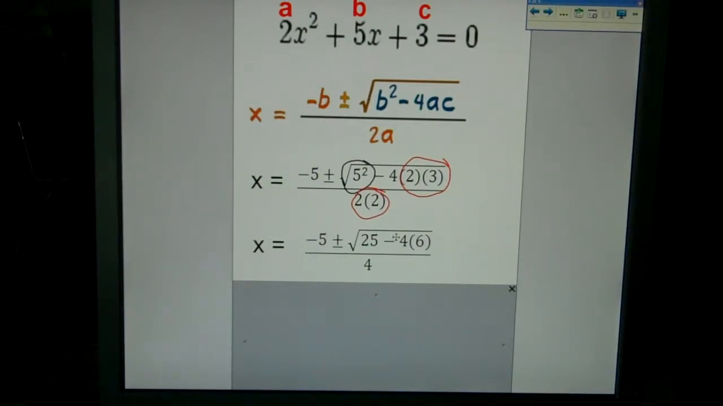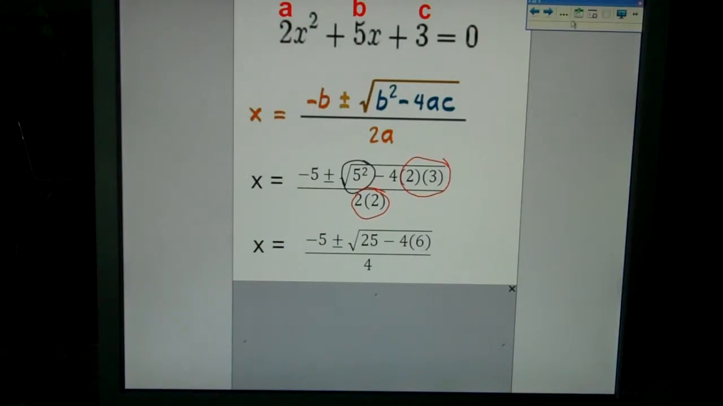Now check me, because you know I make mistakes. Negative 5 plus or minus square root. 5 times 5, 25. I'm okay on that. 2 times 3, that is 6. I'm still okay with that. 2 times 2 is 4. We okay there? This problem, one problem, is going to take up probably half your sheet of paper.